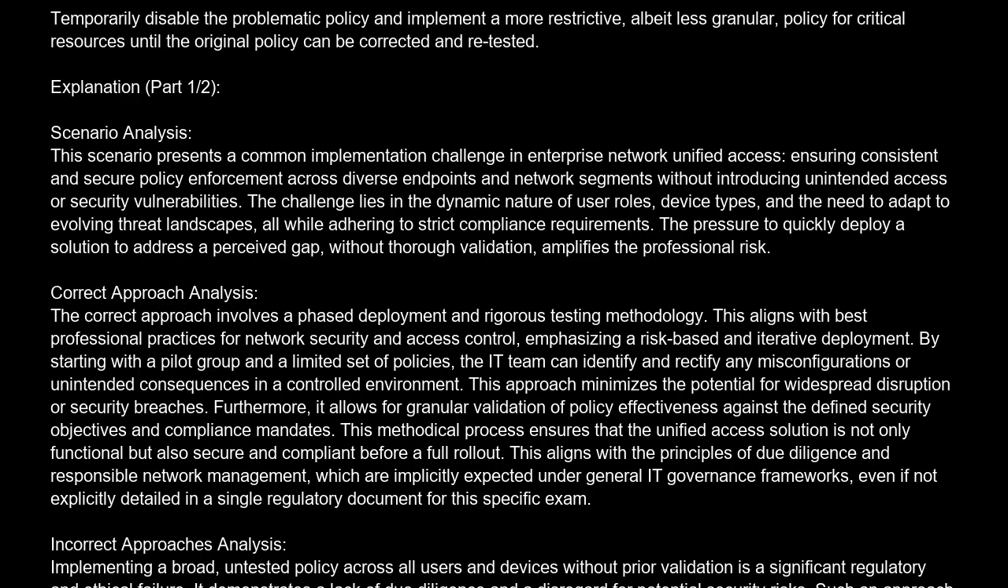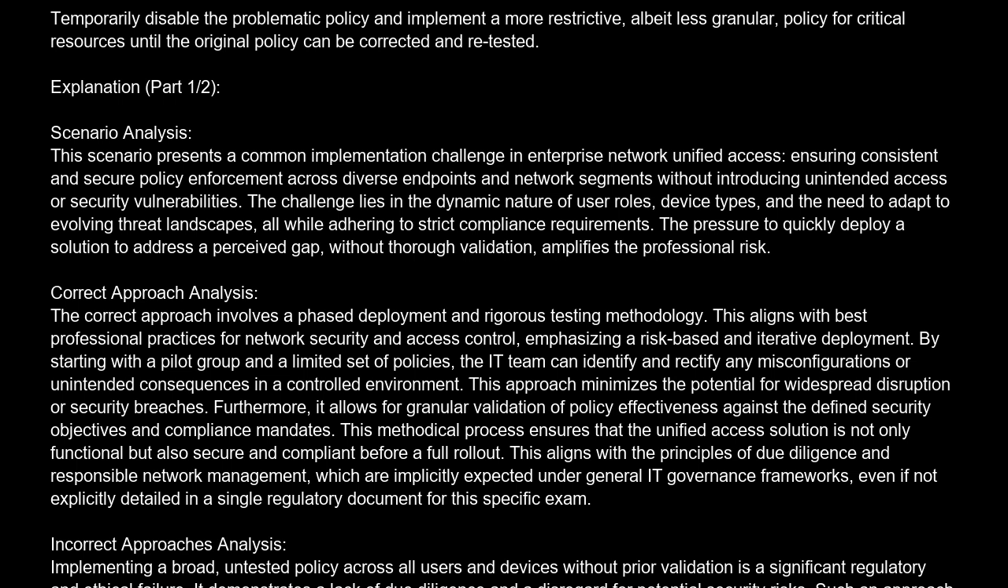Correct approach analysis. The correct approach involves a phased deployment and rigorous testing methodology. This aligns with best professional practices for network security and access control, emphasizing a risk-based and iterative deployment. By starting with a pilot group and a limited set of policies, the IT team can identify and rectify any misconfigurations or unintended consequences in a controlled environment. This approach minimizes the potential for widespread disruption or security breaches. Furthermore, it allows for granular validation of policy effectiveness against the defined security objectives and compliance mandates.